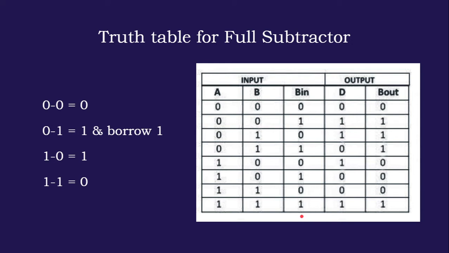Now let us find the equation for the difference and the borrow by using the Karnaugh map. We know that a Karnaugh map is a pictorial representation to find the simplified expression of any Boolean expression.